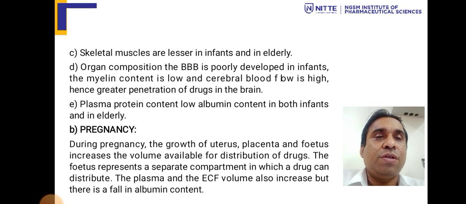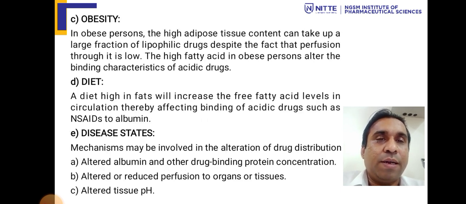Organ composition: the blood-brain barrier is poorly developed in infants. Myelin content is low, cerebrospinal fluid flow is high. Hence, greater penetration of drug in the brain will take place. Plasma protein or albumin content is low in both infants and the elderly, a problem for drug distribution. Pregnancy: growth of the uterus, placenta, and fetus increases the volume available for distribution of the drug. The fetus represents a separate compartment in which a drug can distribute. Plasma and the ECF volume also increase, but there is a fall in the albumin content.